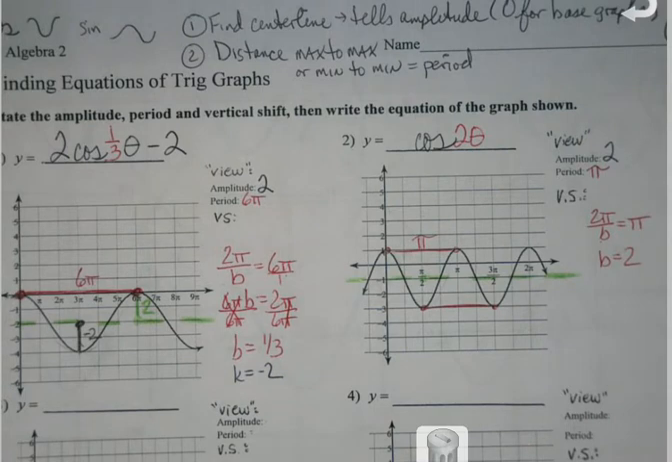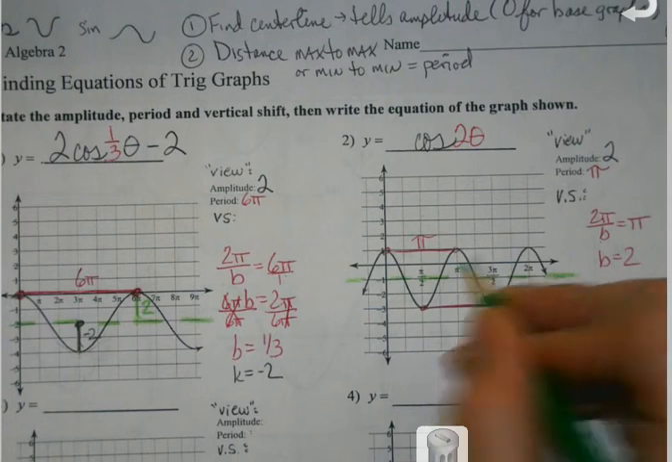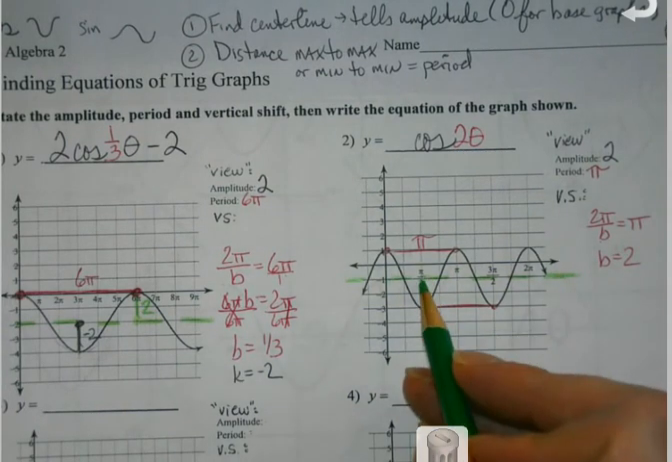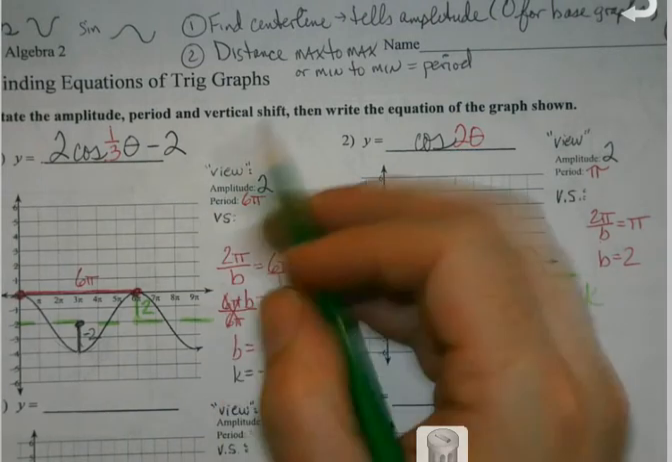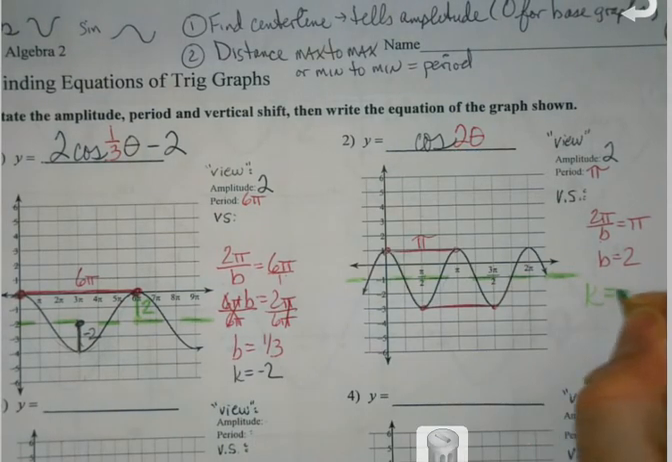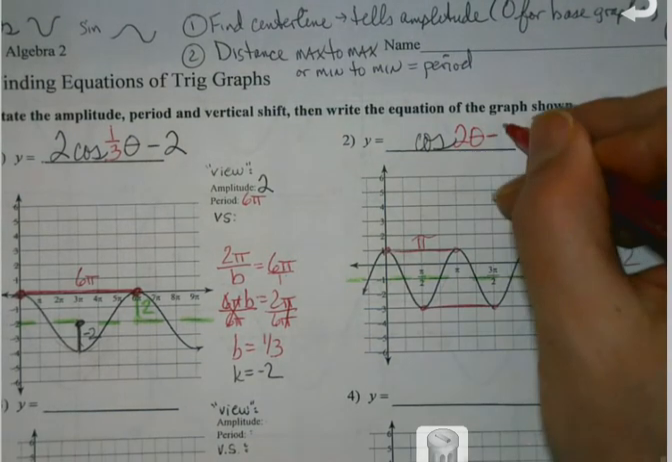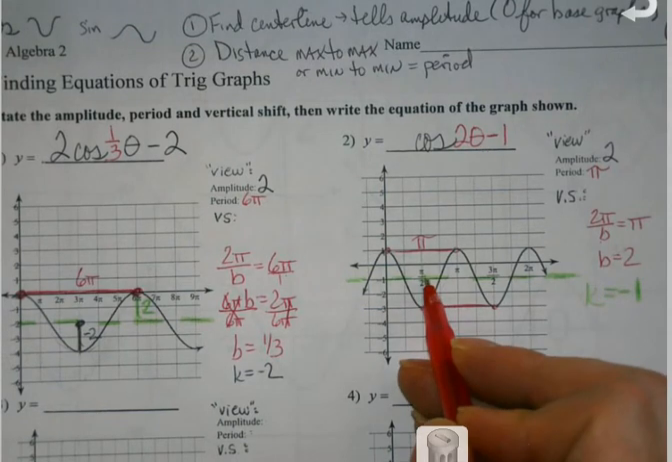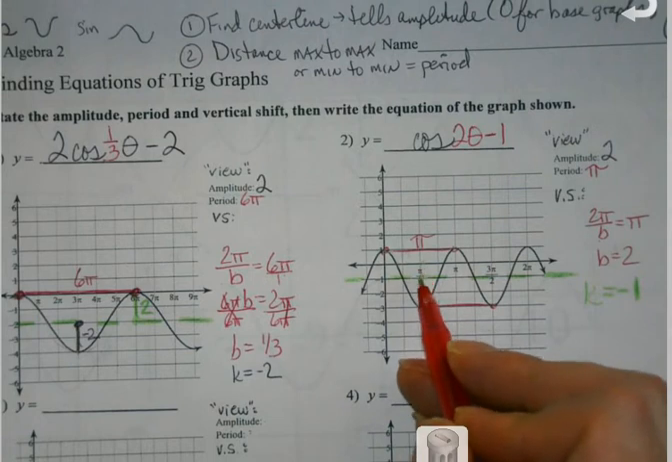And then again, from my center line, which typically is going to be at 0, I moved everything down 1. So if I started there and I moved down 1, my k value, or sometimes we call it d, it depends on which book you happen to be looking at, is -1. Because we're always looking at the distance from this back to the x-axis, back to my base center line.